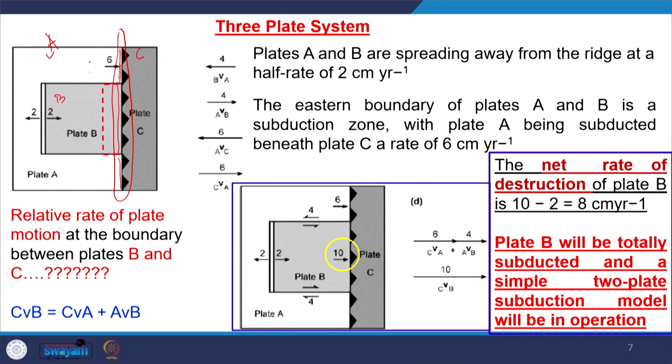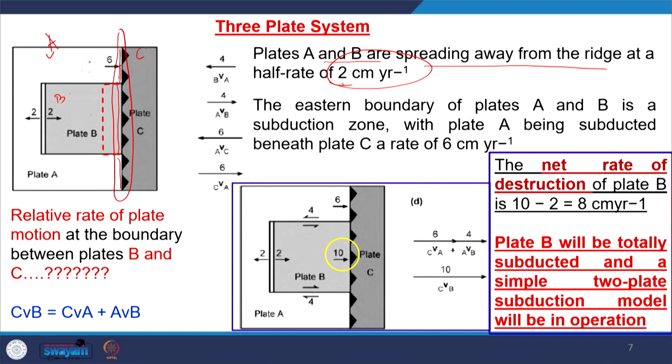So, now what is happening with the relative velocity that we have mentioned earlier? The relative velocity between plate A and B is known to us. Plates A and B are spreading away from each other at a half spreading rate of 2 centimeter per year, and the relative velocity is 4 centimeter per year. The eastern boundary of plate A and B is a subduction zone, with plate A being subducted beneath the sea at a rate of 6 centimeter per year.